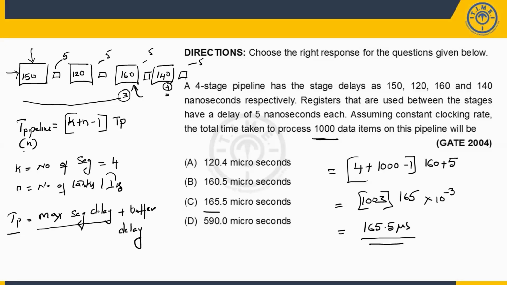Now, this formula you should remember. This is the pipeline time for n tasks. If the number of tasks is equal to n, pipeline time will be (K plus n minus 1) into TP. And sometimes we will be asked for pipeline time for only one task. Pipeline time for one task will always be equal to TP. Okay. I will write it here.